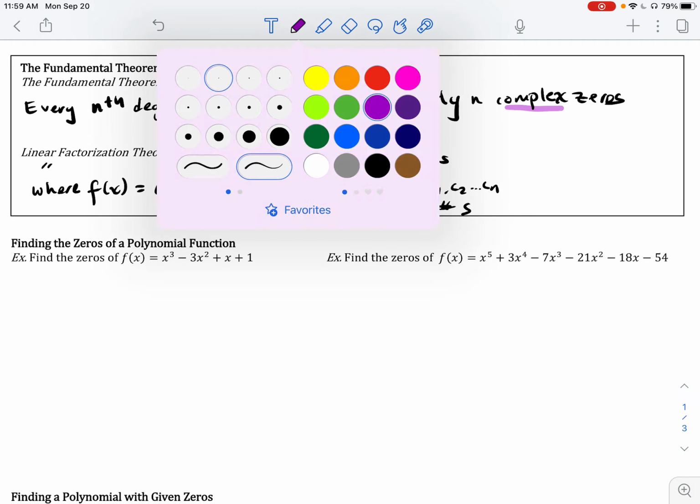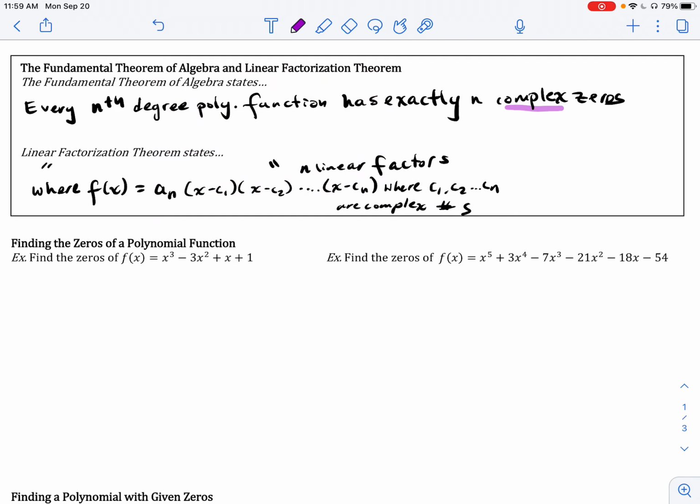Now, for the intent of this particular course, an important distinction that I want to make is the following, that all of our coefficients for our polynomial functions are going to be real and rational coefficients. And what that means for us is the following. If we are going to be working with polynomial functions that contain specifically real and rational coefficients, that means all of our imaginary and irrational zeros come in conjugate pairs.